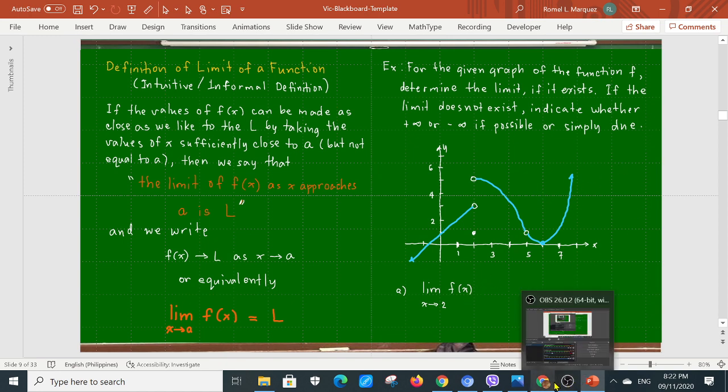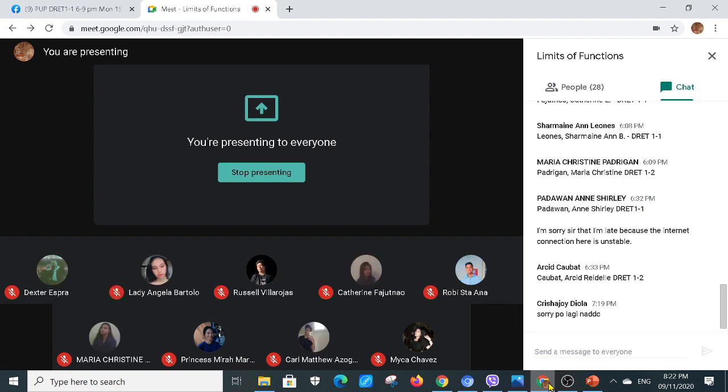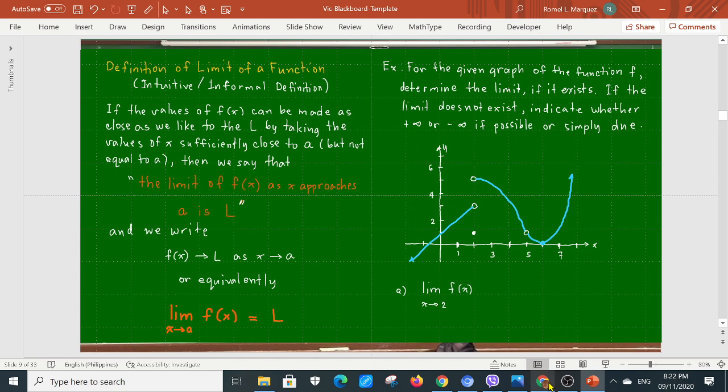In the list, many have left already. Diola, Bartolo, Carl Matthew, Micah Chavez, Maria Christine, Princess Myra. Sige, answer. Any of you? All together, this is equal to what can you say? As x approaches 2, what is the limit of f of x? I will travel along the curve, going to 2, going to 2, going to 2. Where do I go?